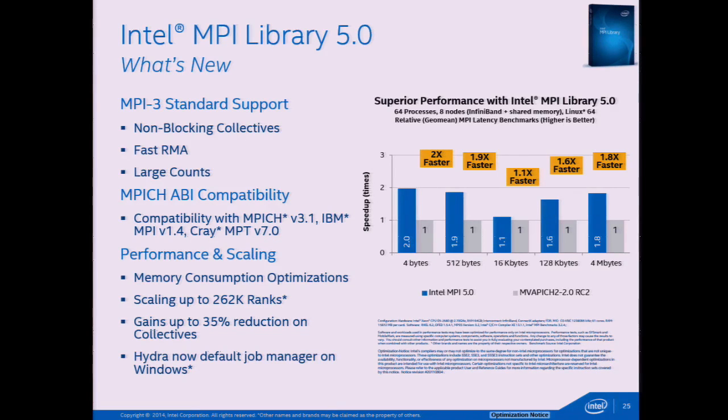The new standard includes things like non-blocking collectives, or if you want to send really large messages, so anything that's over 2 gigabytes, it supports that. Or if you're looking to do a bunch of one-sided communication, the one-sided implementation in MPI 3 is significantly better than the one in MPI 2. So we've added support for that as well. And then mostly we've really been focusing on scalability and memory efficiency in the latest versions.